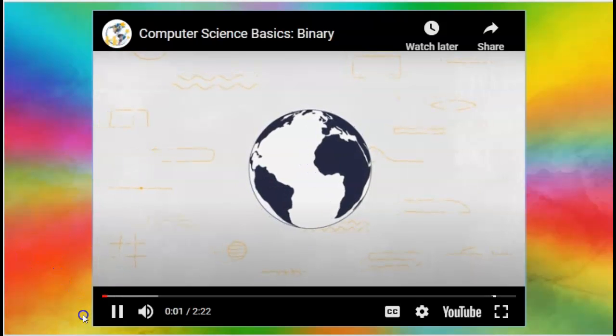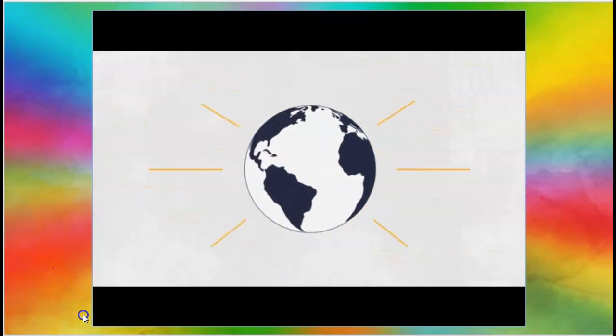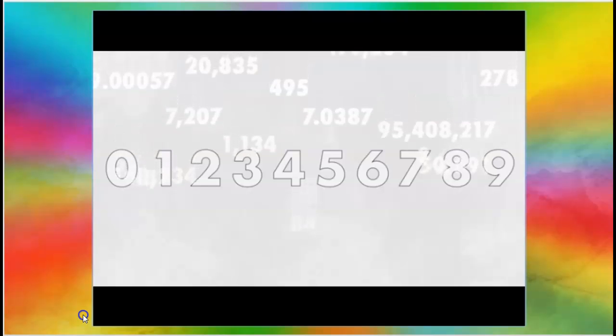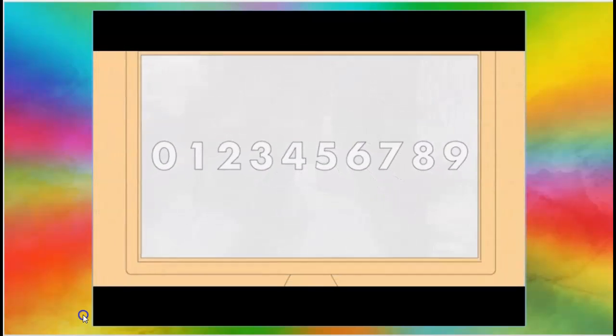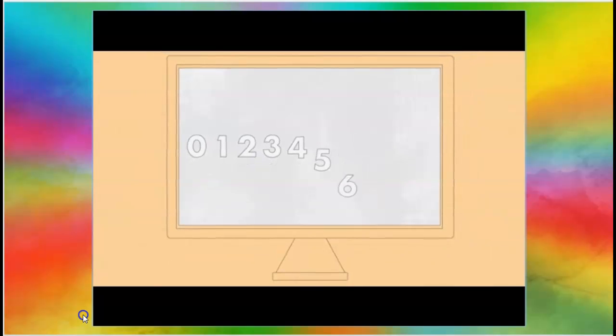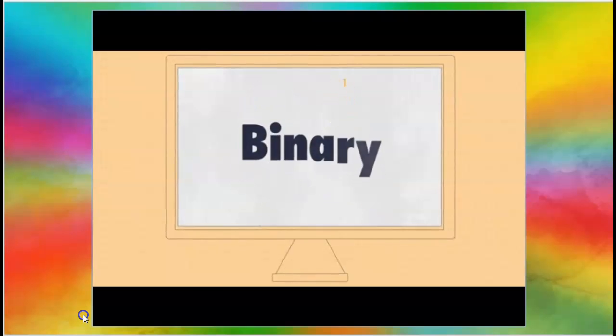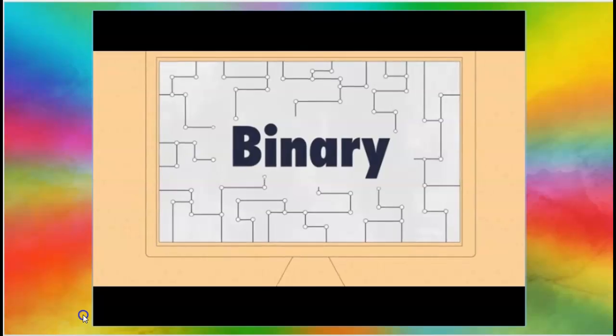Throughout history, almost every civilization has used a decimal number system with 10 digits, 0 through 9. All of the numbers we can possibly think of use some combination of those 10 digits. Computers, however, operate very differently. Instead, they use a number system that has just 2 digits, 1 and 0. This system is called binary, and your computer uses it all the time.